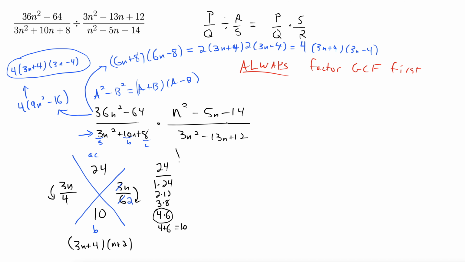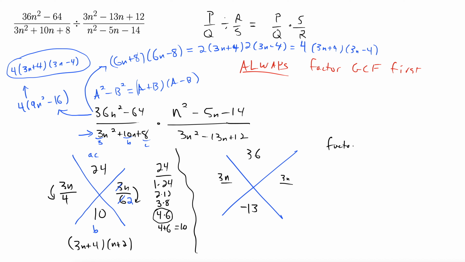Let's next do the second trinomial. Okay, so we'll do our diamond method again. A times C goes in the top, so 3 times 12, 36, and B goes down here, negative 13, and AN will go in both of these sides, so 3n in this case, and 3n over here. Now we need factors of 36 that add to negative 13.